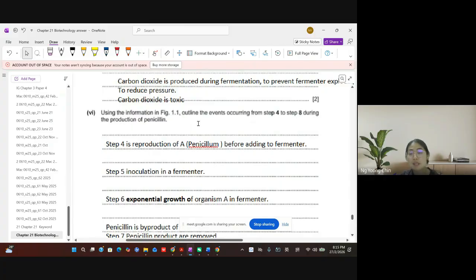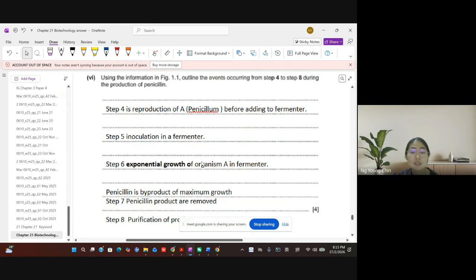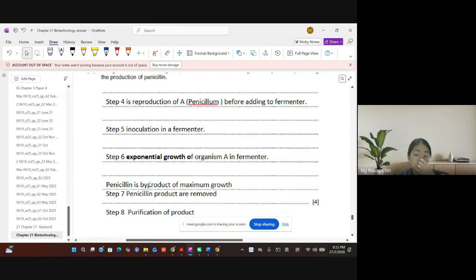But you need to identify step 4 and 8, right? So, step 4 is the reproduction of the penicillin before adding to the fermenter, and then you can inoculate into the fermenters, and then you realize that there's an exponential growth of the organism in the fermenter, like this, and then you need to purify the products.